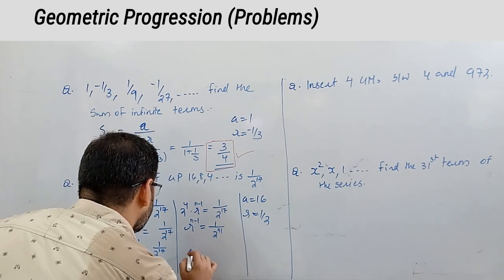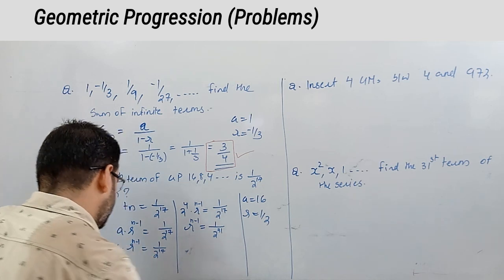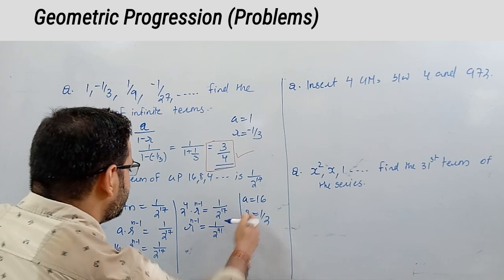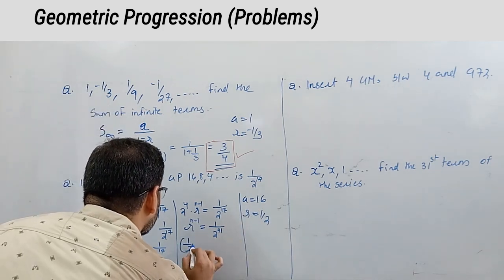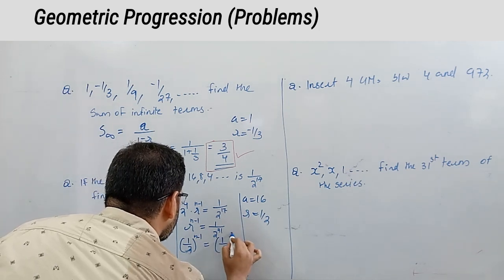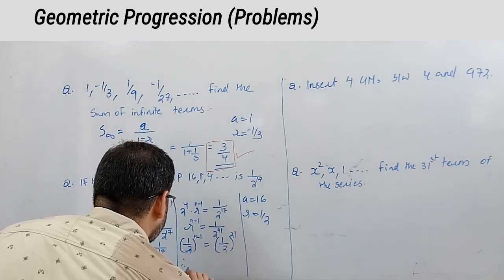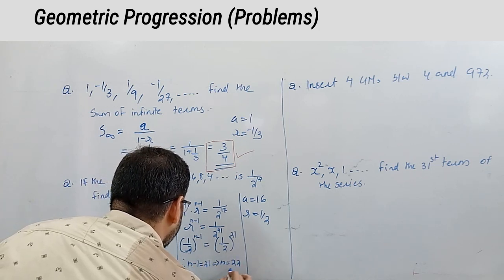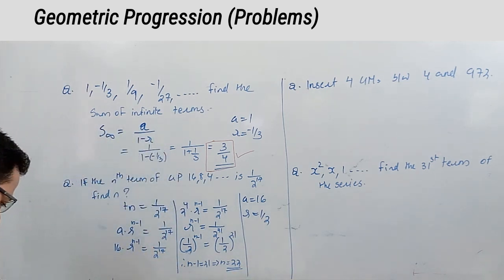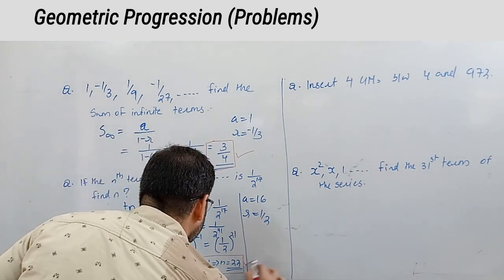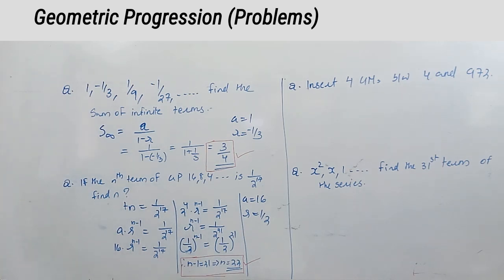Okay. R raised to n minus 1 is equal to 1 divided by 2 raised to 21. We know that R is equal to 1 by 2, the whole raised to n minus 1. It can be written as 1 divided by 2, the whole raised to 21. Therefore, using the property of index, n minus 1 is equal to 21. That implies n is equal to 22. Therefore, the number of terms n is equal to 22.